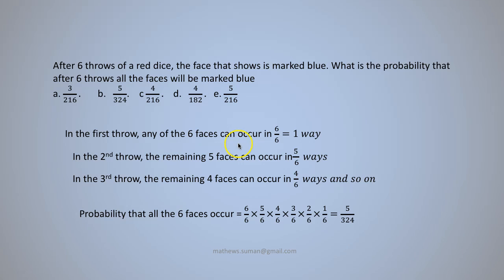In the first throw, any of the 6 faces can occur in one way. In the second throw, we don't want the first face to occur, so the remaining 5 faces can occur in 5 by 6 ways. In the third throw, the remaining 4 faces can occur in 4 by 6 ways, and so on. Ultimately, the probability that all the 6 faces occur will be 1 into 5 by 6 into 4 by 6 into 3 by 6 into 2 by 6 into 1 by 6, which would give you 5 by 324.